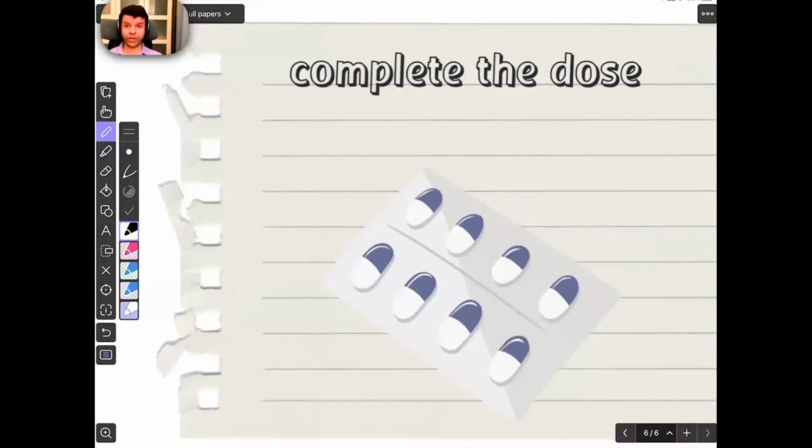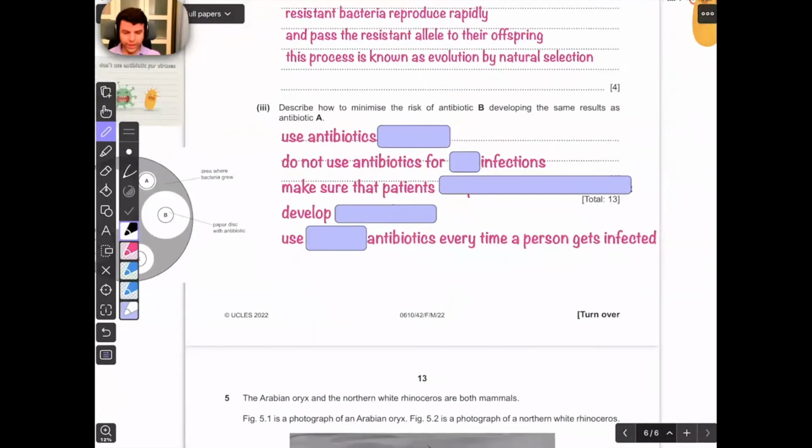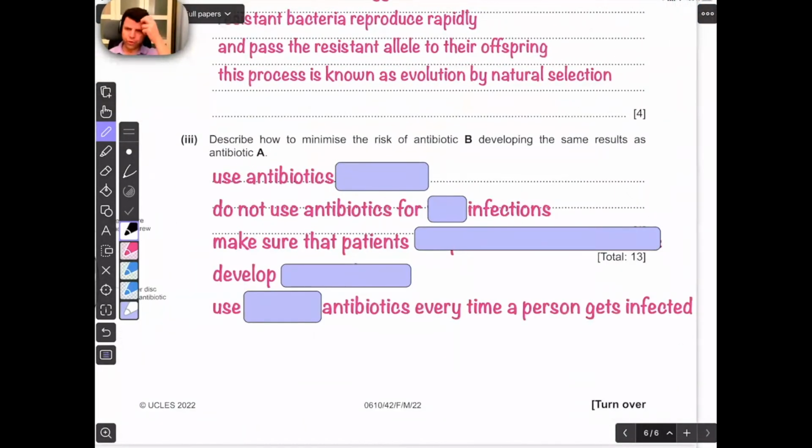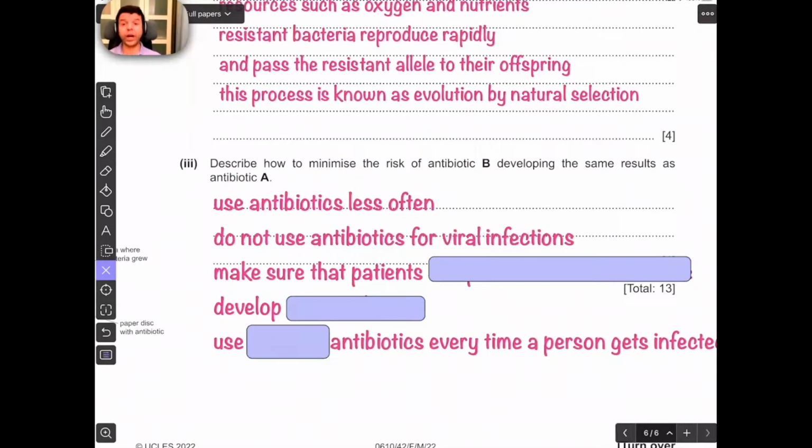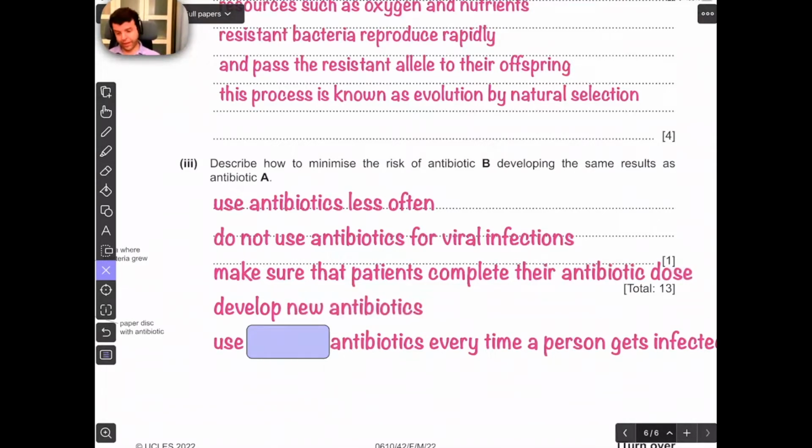You're going to have to take it for 10 days. Okay? So we need just one of these to be mentioned. So it could be like use antibiotics less often. Do not use antibiotics for the flu or viral infections. Make sure that patients complete the dose, develop new antibiotics, and use different antibiotics every time. You can use different combinations of antibiotics as well, right? That's if someone is really sick, okay?